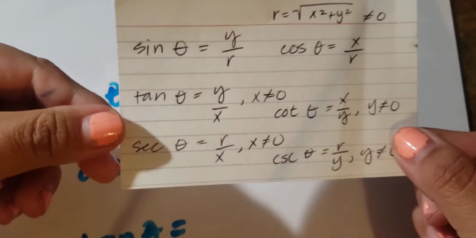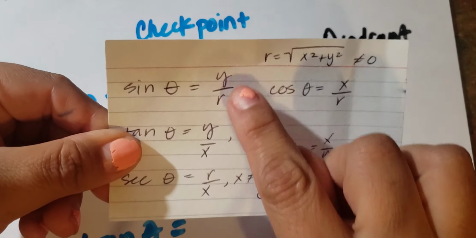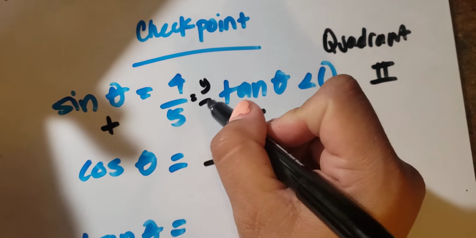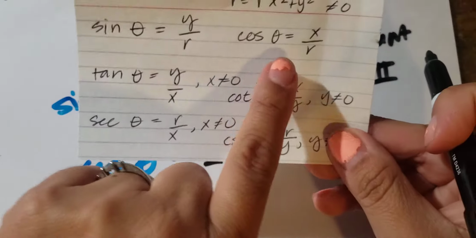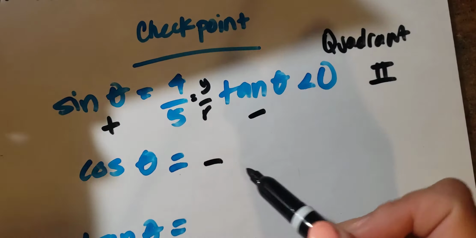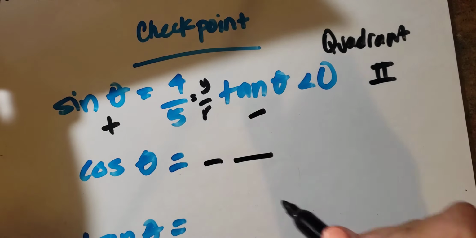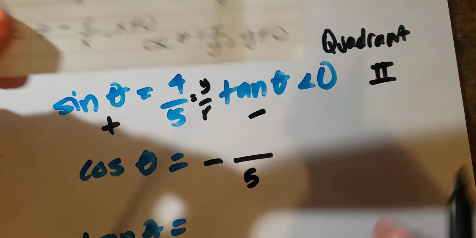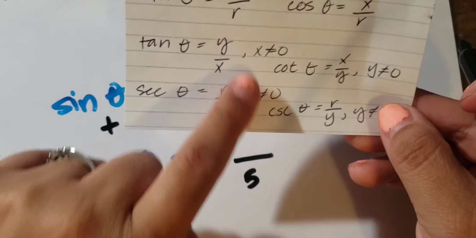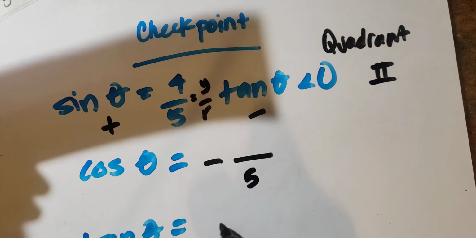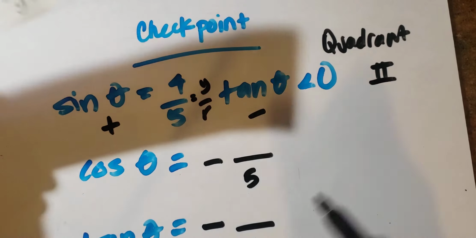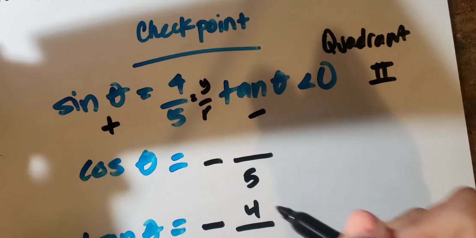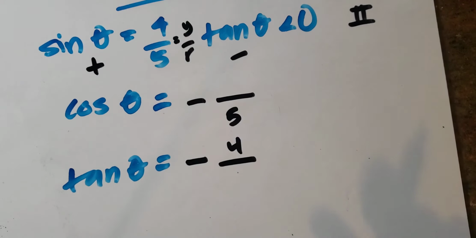And we know that sine of theta is y over r. Okay? So this is y over r. And then cosine of theta is x over r. So we have the r part, so we're going to write 5, but this is x, so we're going to figure out x. And then tangent of theta is y over x. Again, it has to be negative. And then we have the y part, which is 4. We have to figure out x, okay?